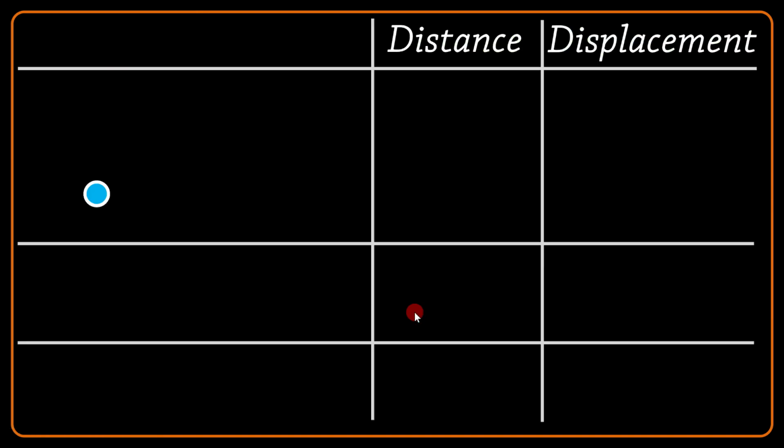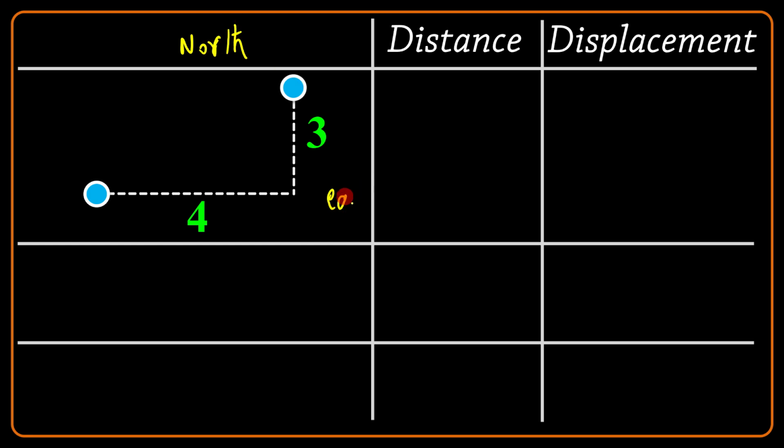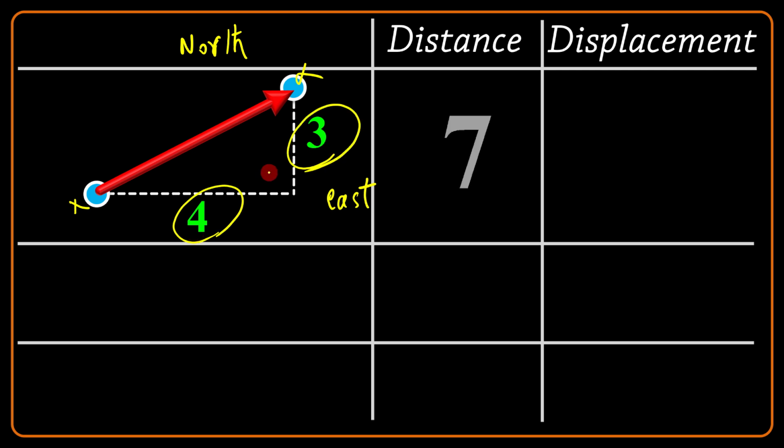Let's have some practice. Here, suppose that this object starts from here, goes to the right for 4 meters, and then continues for 3 meters up, or to the north. Let's say it's north, and suppose that this is east, okay? The displacement will be a vector connecting the beginning point and the end point, so it will be this red vector. The distance will be the length of the trajectory, 4 plus 3, so it's totally 7 meters.